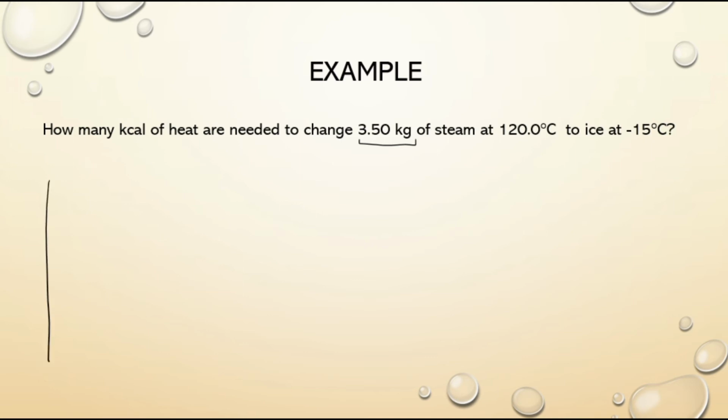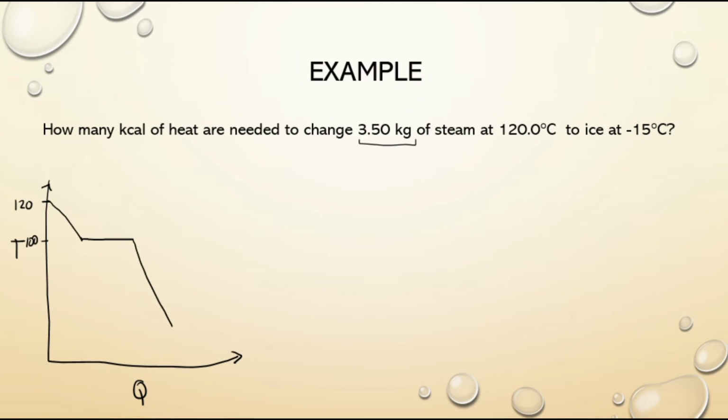So draw the picture. Temperature versus heat. We're going to start at steam, so our starting temperature is going to be 120. And we're going to go down for a little while. This is just a sketch. And then we're going to change the steam into water. Temperature doesn't change, but heat is still added. That's happening at 100 degrees. Then we're going to go down.